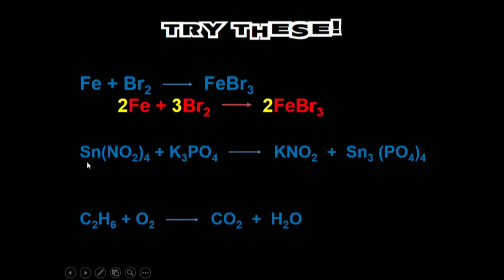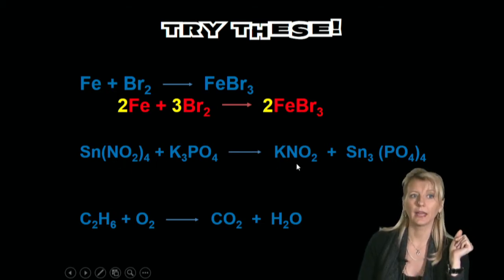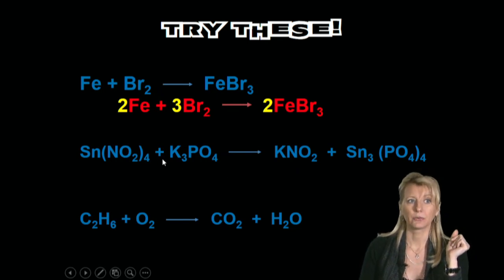So when we look at this, I have 1 Sn, 3 Sn. I have NO2, 4 of them. And here I only have 1 NO2. I have 3 Ks, I have 1 K. And I have 1 PO4, and over here I have 4 PO4s.